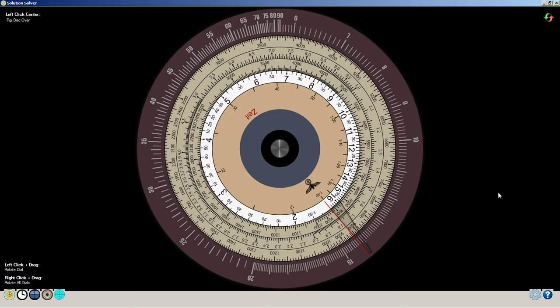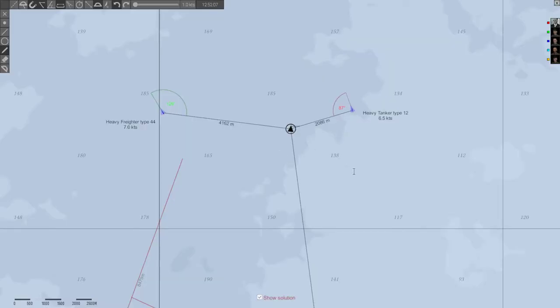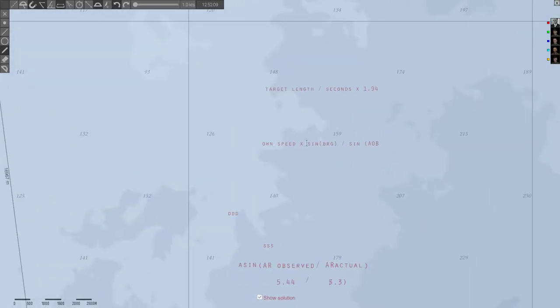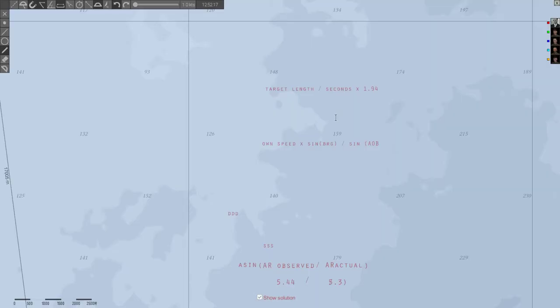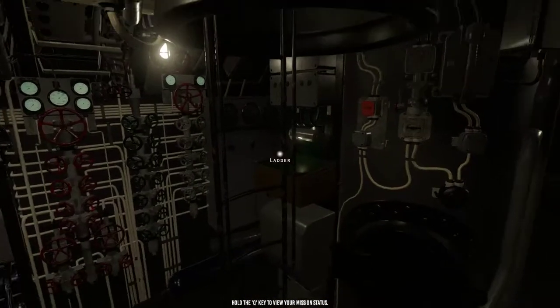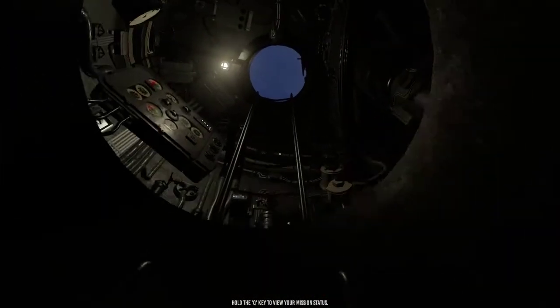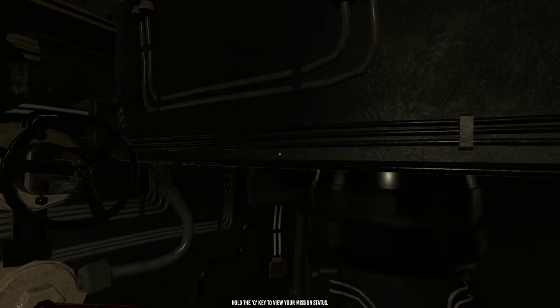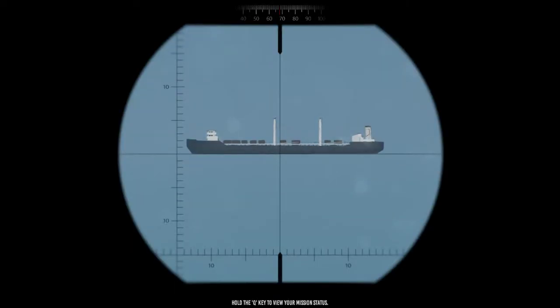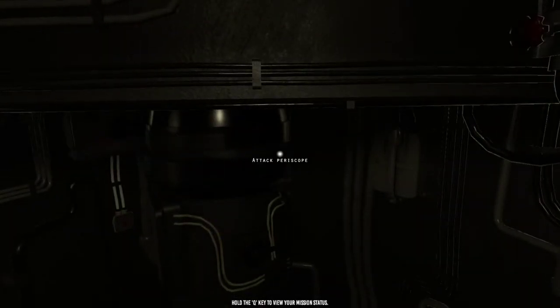So that's the division part, taking own speed divided by angle on bow. Now to do the multiplication, all we do is read over to the bearing, which in this case was, I think, about 70 or something like that. Let's go take a look and see. That's not exactly right, but okay. It was, say, 68.